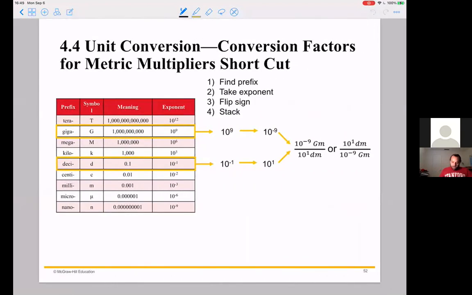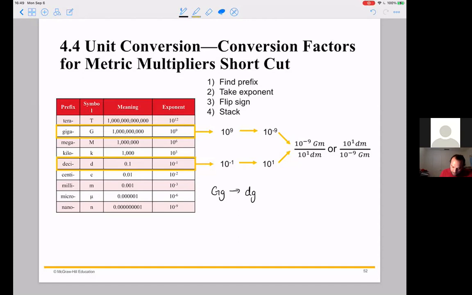Now, let's say that we wanted to go from, I don't know, gigagrams to decigrams. We wanted to go from one metric prefix to the other one. I'm going to show you guys a shortcut on how to do that. So again, we would be trying to go from, say, gigagrams to decigrams. How do we get a conversion factor for that?